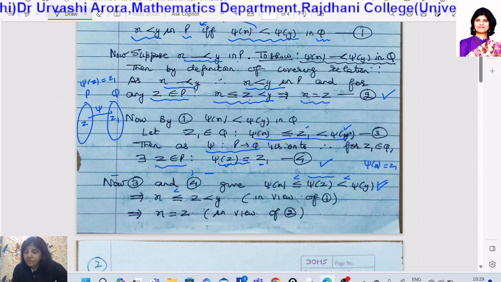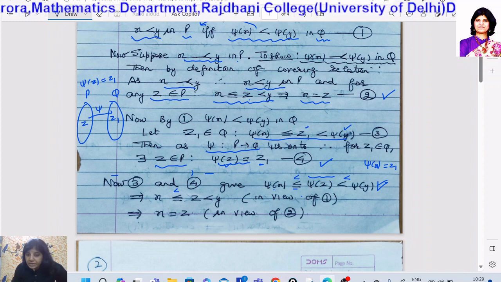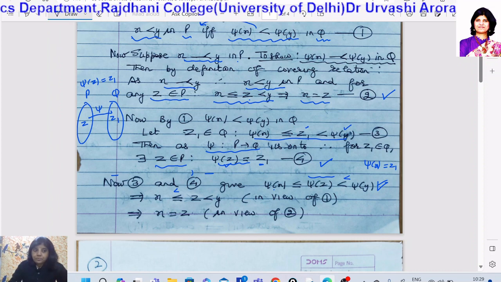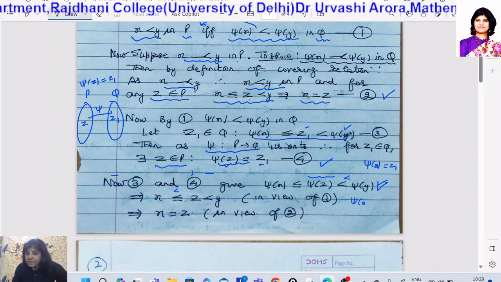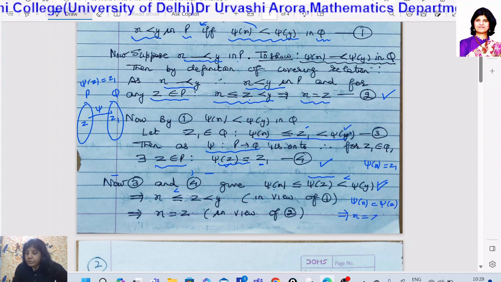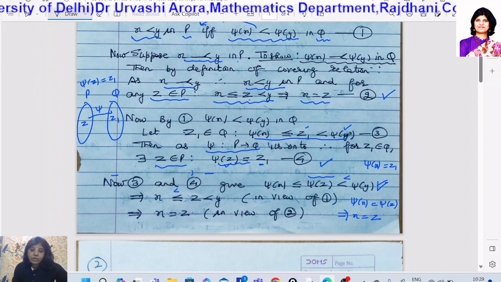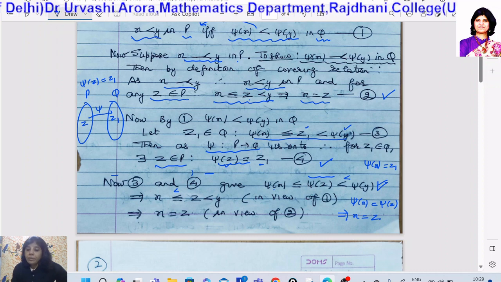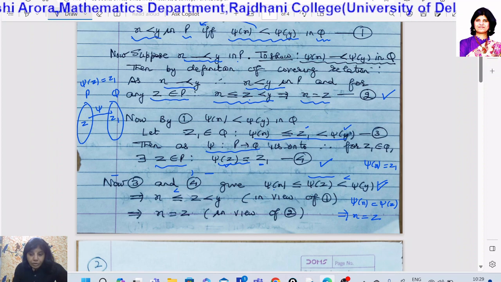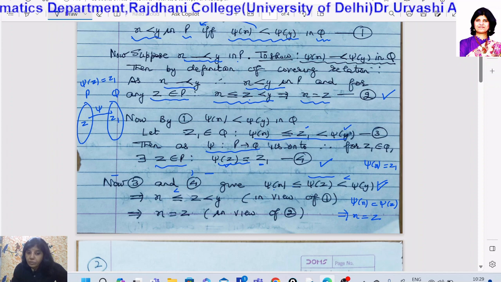For strict, this relation definitely holds in view of 1, but here you have the equality sign also. Whenever psi x is equal to psi z, this would definitely imply x is equal to z. Why? Because psi is given to be a 1-1 function, because psi originally was given to be a bijection. So whenever the images are equal, the elements are equal, and because psi is a bijection, the equality also holds over here.